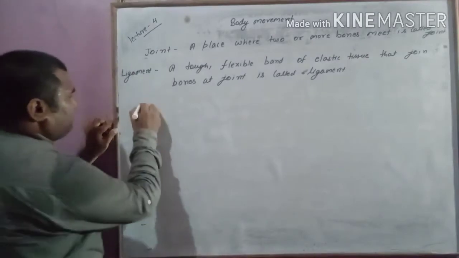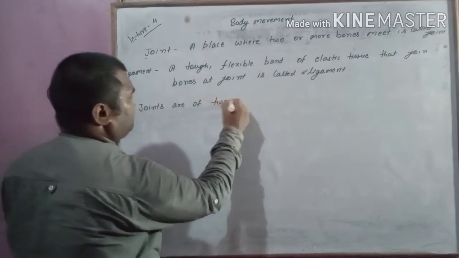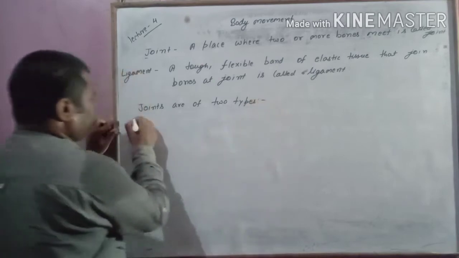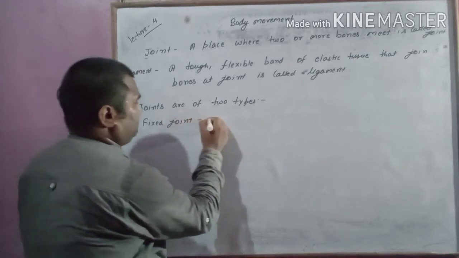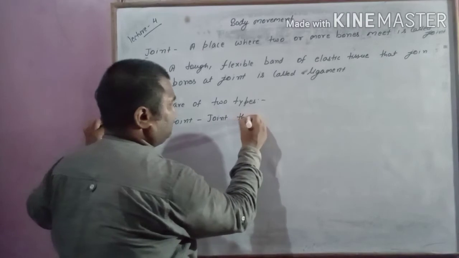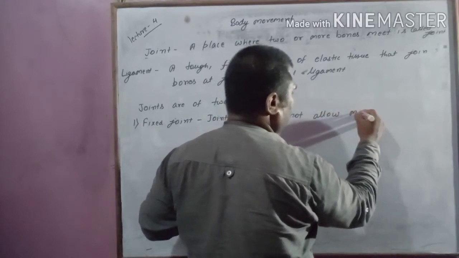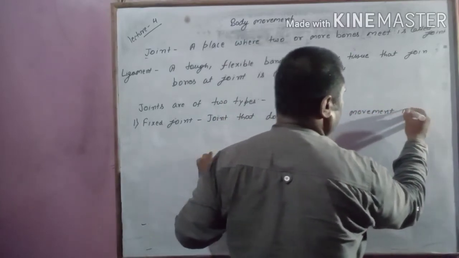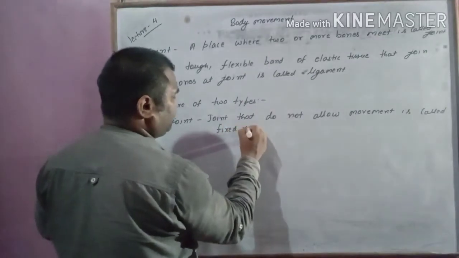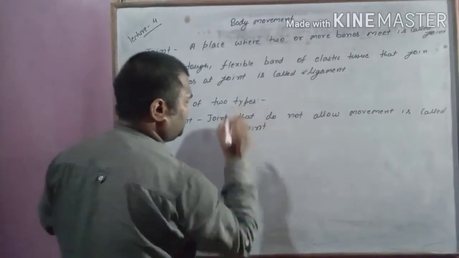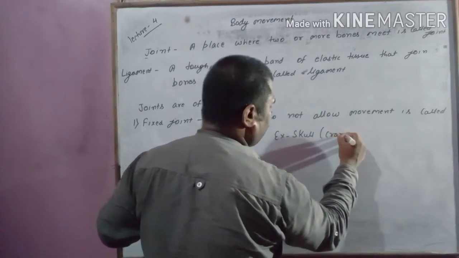Joints are of two types. First, fixed joint: a joint that does not allow movement is called fixed joint. Example, skull or cranium.